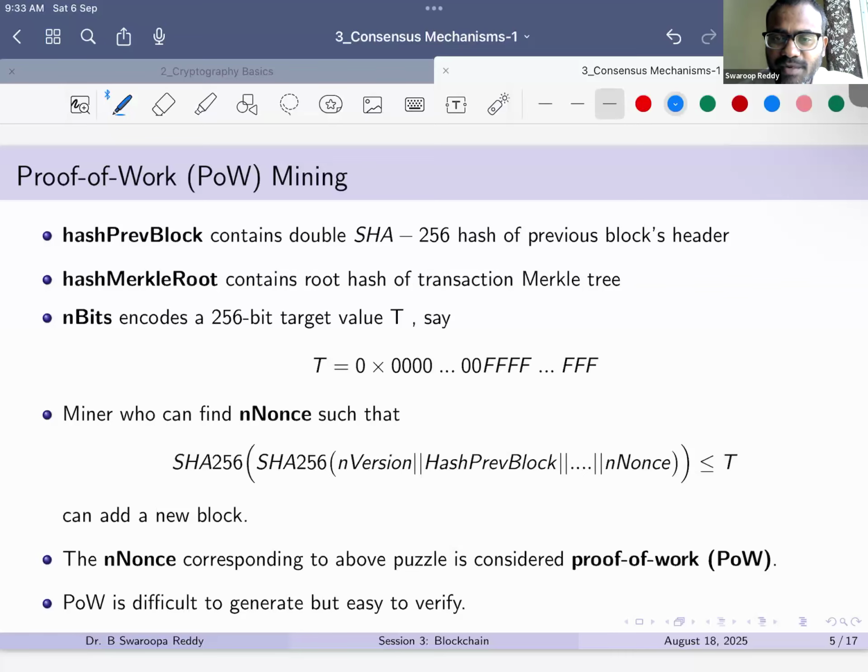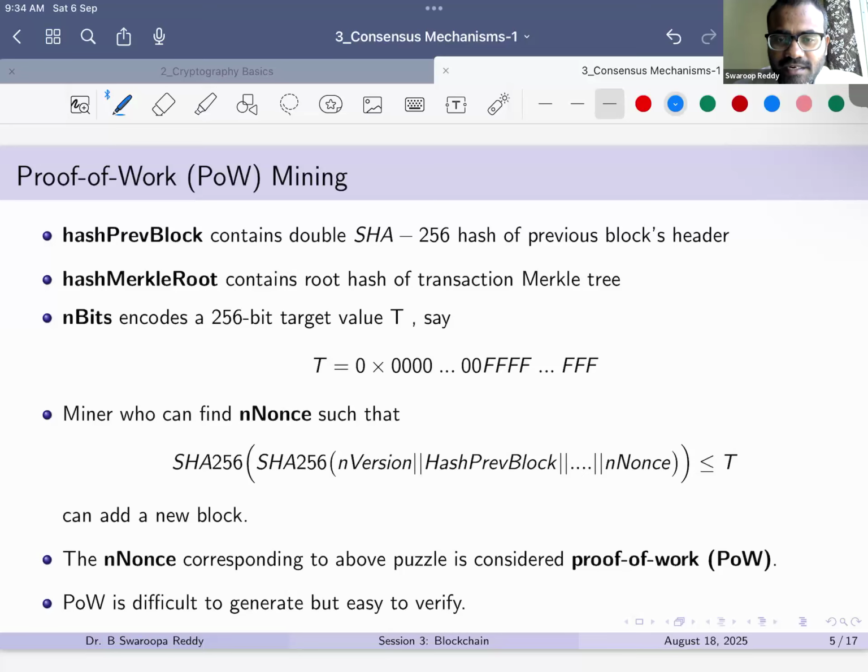It is very difficult to remember that number. That's why we represent all the values in terms of hexadecimal. So this is a target value. This n bits value is a target value, which is also included in the block header. This target value will be used in this computational puzzle.